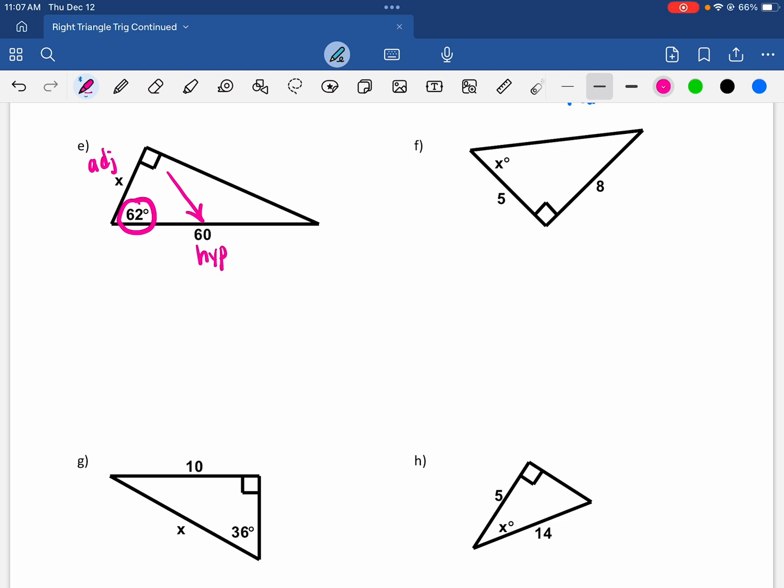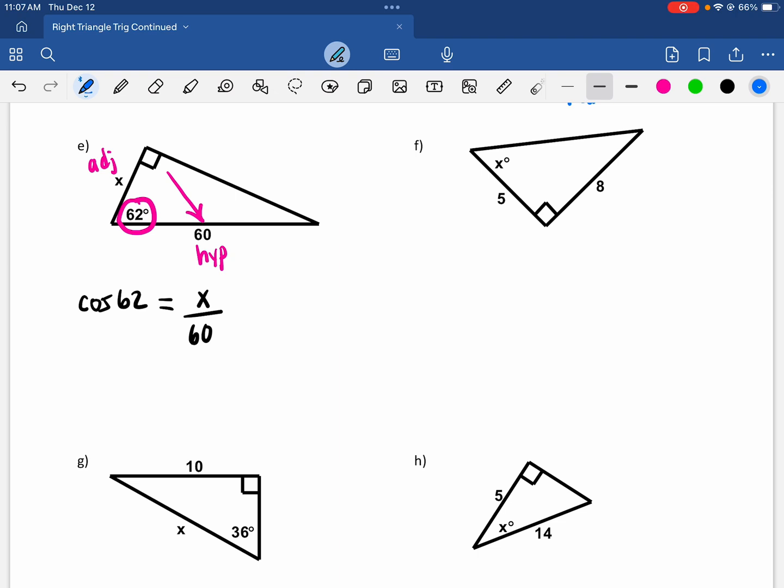So we have A and H this time. A and H goes with C, which is cosine. So we're going to have cosine 62 equals, A comes first, so it's going to go on the top. That's x. Hypotenuse comes second. That's going to go on the bottom. That's 60. I'll look at where my x is located. It is in the top of that ratio.